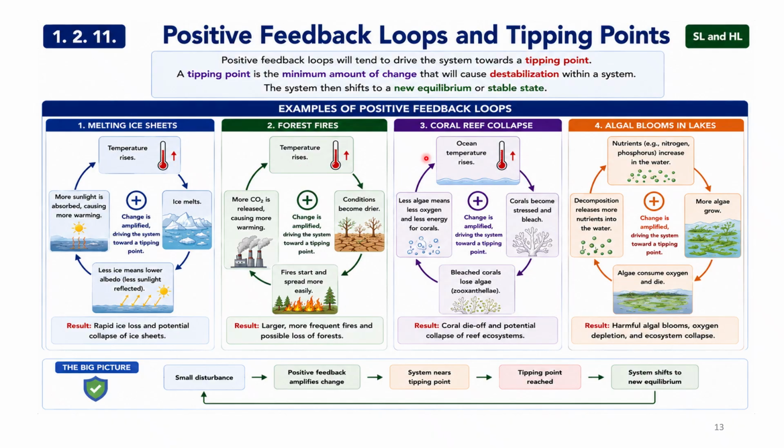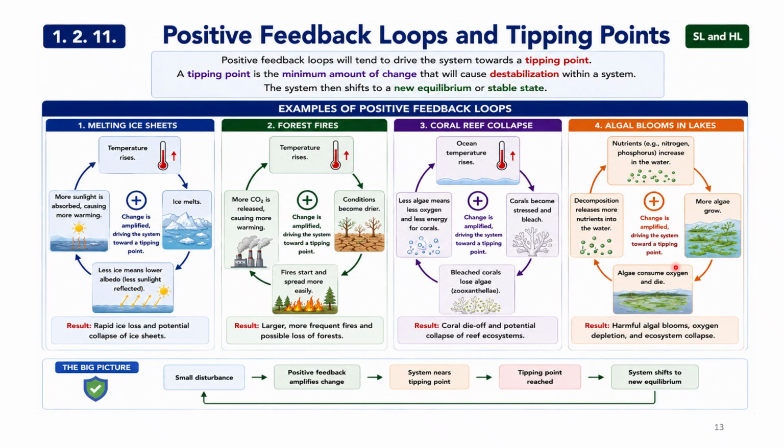Coral reef collapse begins as warmer oceans cause coral bleaching. As corals lose their symbiotic algae, reef health declines, making recovery increasingly difficult. In algal blooms, excess nutrients stimulate rapid algal growth. When algae die and decompose, more nutrients are released while oxygen is depleted, promoting additional blooms and damaging aquatic ecosystems.